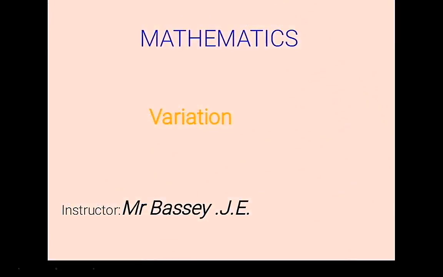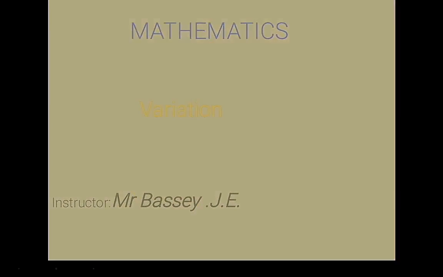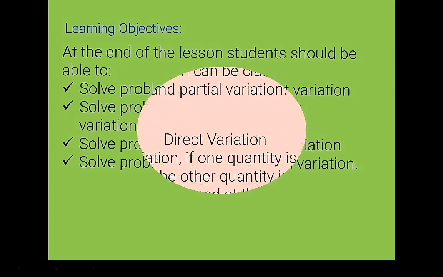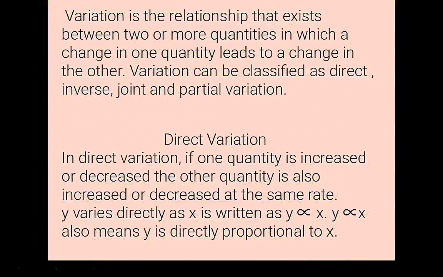The topic before us today is variation, and I am your instructor, Mr. Bassi. Learning objectives include: 1. You should be able to solve problems involving direct variation. 2. You should be able to solve problems involving indirect variation. Indirect variation is also an inverse variation. 3. You should be able to solve problems involving joint variation. And 4. You should be able to solve problems involving partial variation.